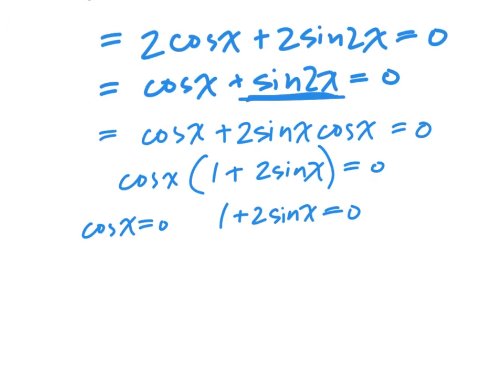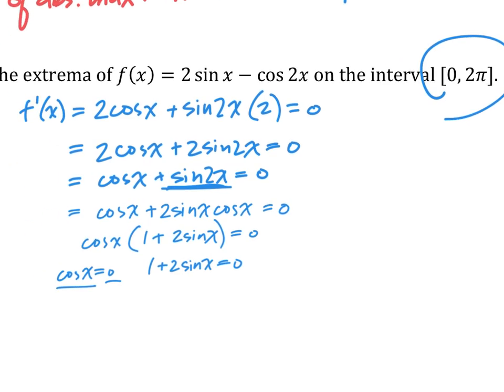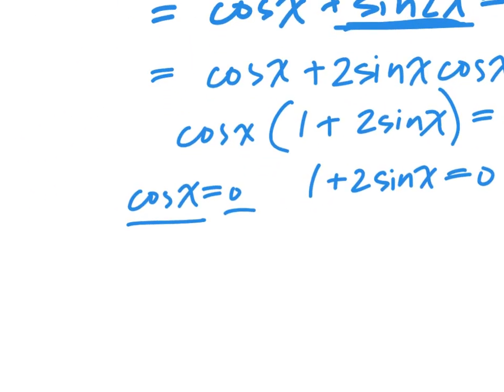Okay, finding the critical numbers. What makes cosine 0? Within the interval 0 to 2 pi, that is one unit circle. So let's recall what makes cosine 0. That is at pi over 2 and 3 pi over 2. If you can't remember, of course, take out your unit circle and look at it right now, but know that you have to memorize it.